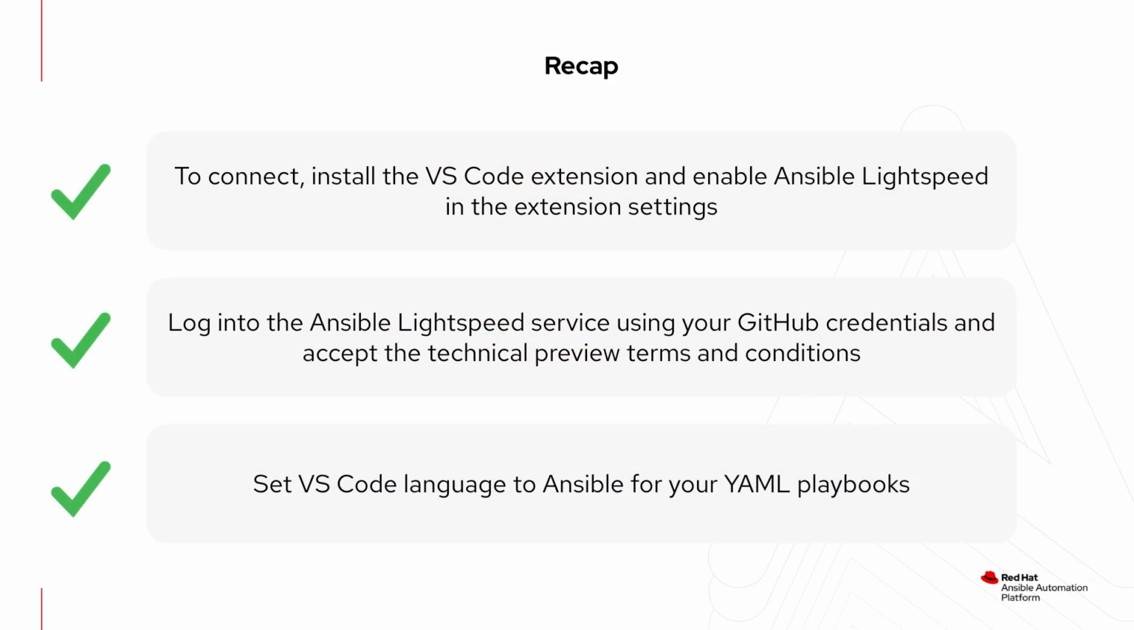To connect to Ansible Lightspeed, install the VS Code extension and enable the service in the extension settings. Then, log into the Ansible Lightspeed service using your GitHub credentials and accept the technical preview terms and conditions. Finally, ensure that you've set your VS Code language to Ansible for your YAML playbooks, and you're ready to start automating with AI. And that's it.